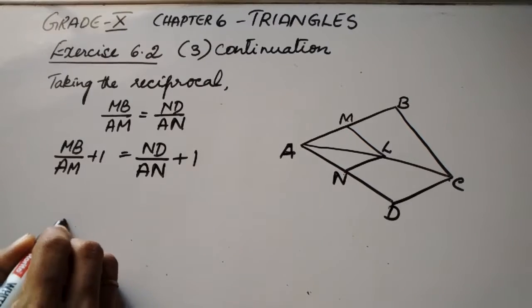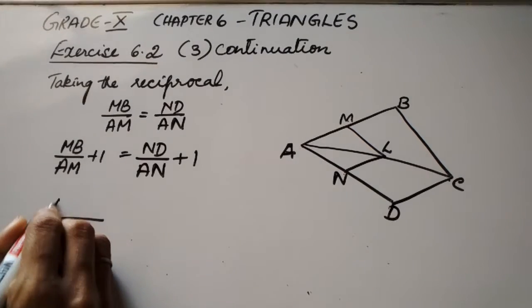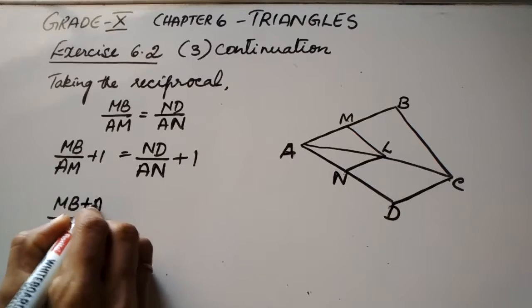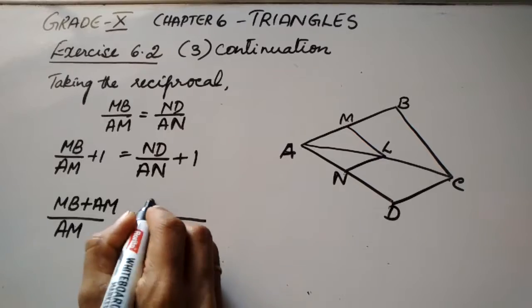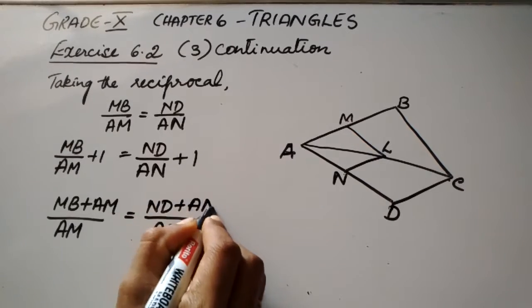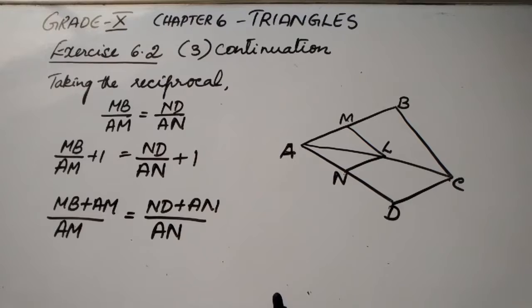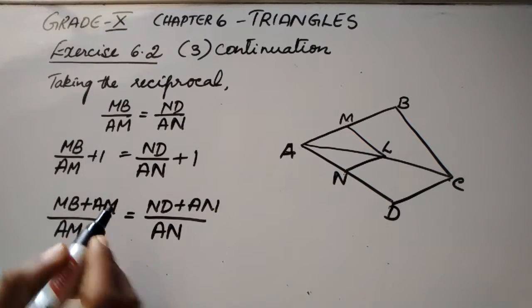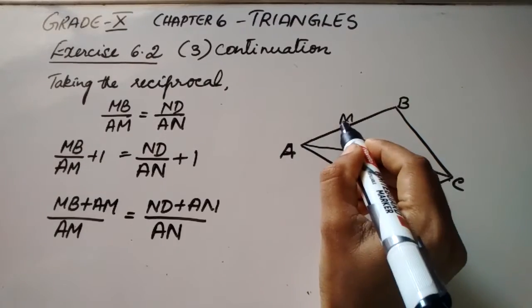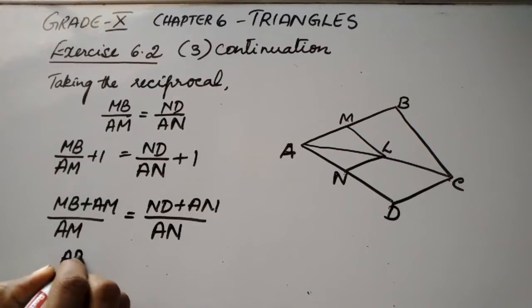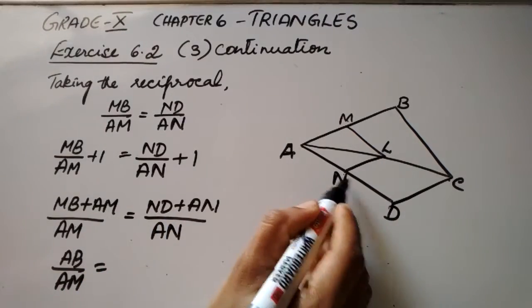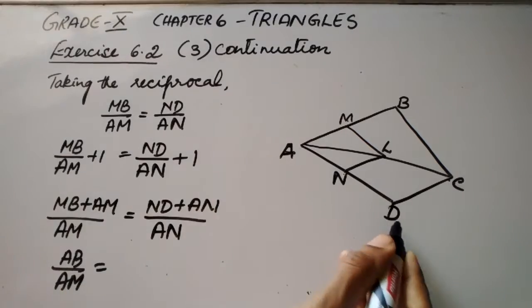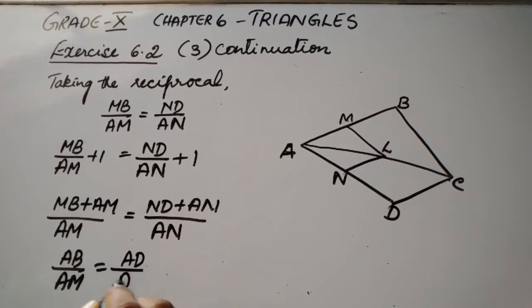As we all know, we get AM in the denominator, MB plus AM is equal to AN, ND plus AN. Next, now MB plus AM. MB plus AM is AB divided by AM is equal to ND plus AN. ND plus AN is AD, AD divided by AN.